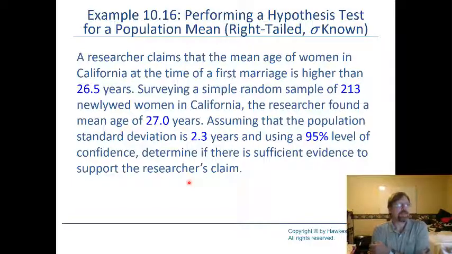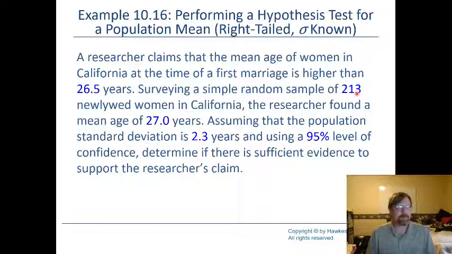Okay, so we've got one researcher who claims that the mean age of women in California at the time of their first marriage is greater than 26.5 years. He did a simple random sample of 213 newlywed women in California and found a mean age of 27 years. Assuming the population standard deviation is 2.3 years and using a 95% confidence level, is there sufficient evidence to support this claim? Can he reject the null hypothesis?